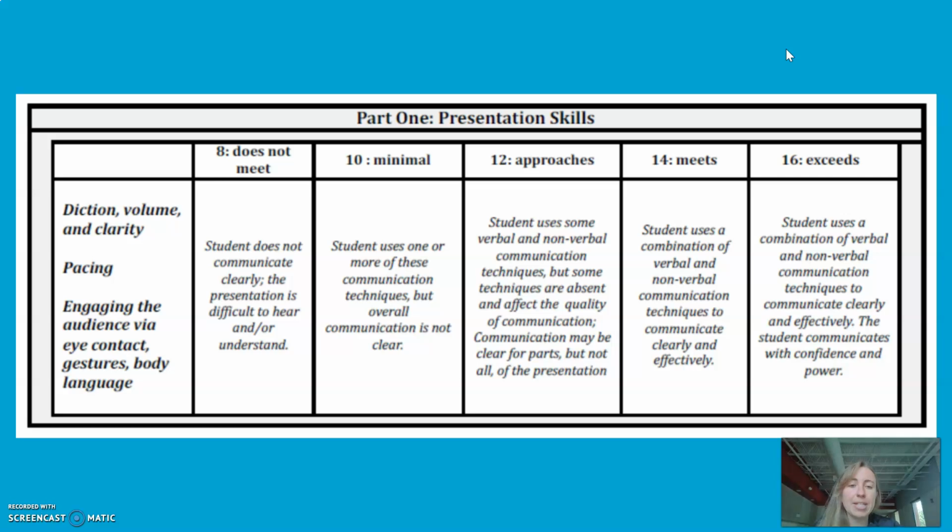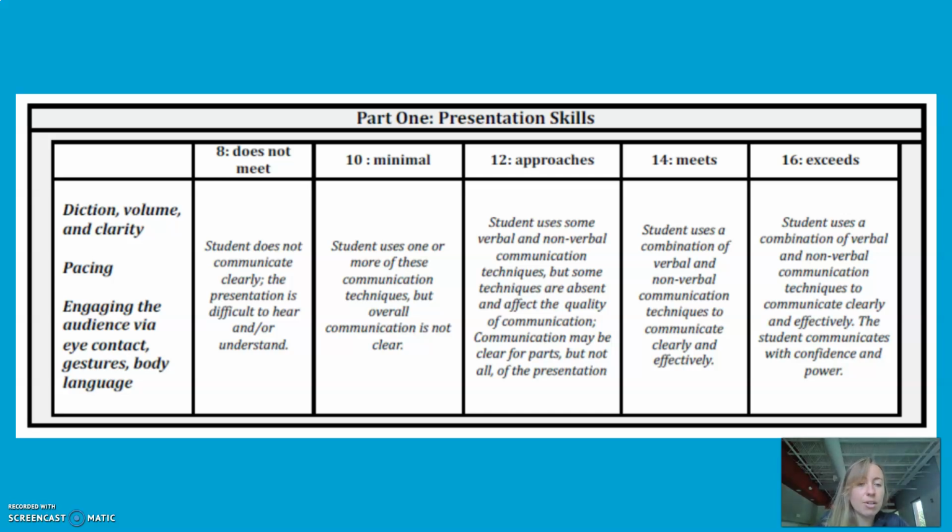Okay, so part 1 of the rubric is the presentation skills. This is about diction, volume, clarity, pacing, engaging the audience via eye contact. That obviously doesn't really apply this year if you are doing a virtual roundtable. And then general body language. So the highest grade you can get on this is a 16. That's when students use a combination of verbal and nonverbal communication techniques to communicate clearly and effectively. The student communicates with confidence and power.